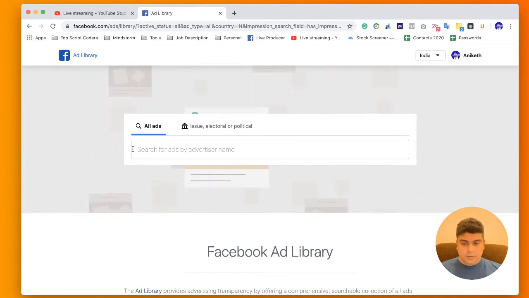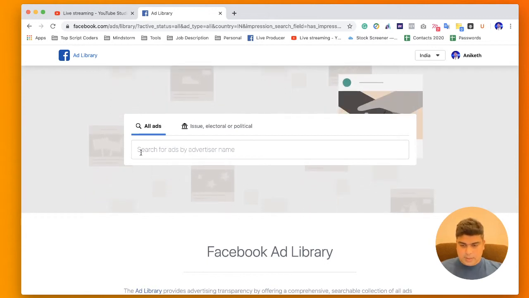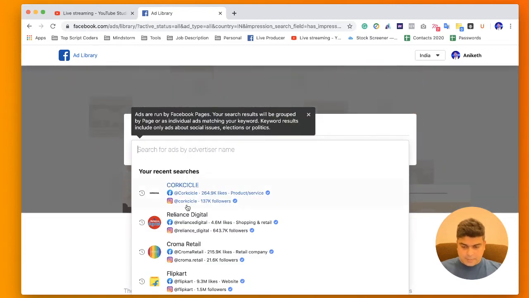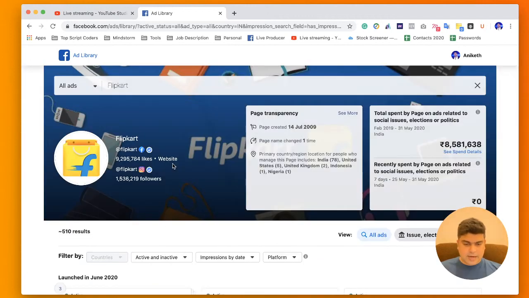So what I'm going to do here is look up a brand and see what ads they are running, right? Let's do that. I'm going to pick Flipkart and see what kind of ads they are running. So these are things I can see over here. I can see how many page likes they have, what their Instagram handle is, and how many Instagram followers they have. So it's more like a profile. It's not just about ads. You can also see when the page was created, and in which other countries Flipkart is being managed.